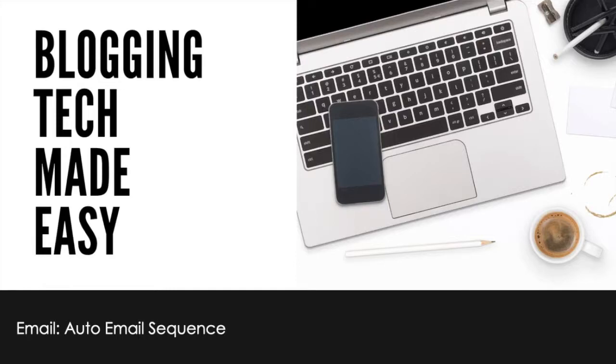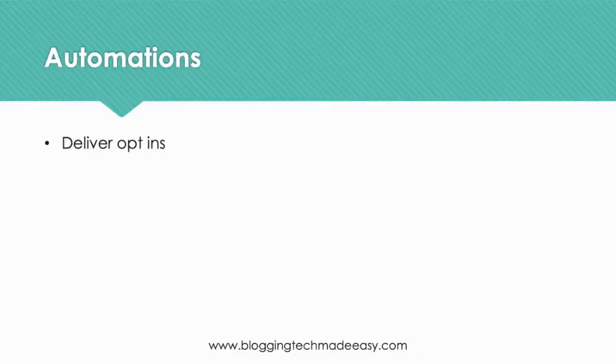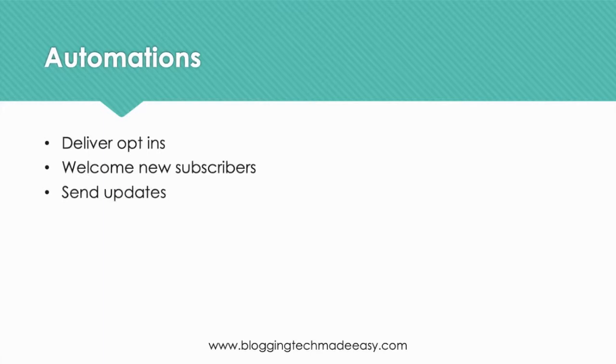Auto email messages, called automations in MailChimp, can be used to do several different things. First off, they can deliver your opt-in immediately. They can also be used to welcome new subscribers and even to send updates to your current list. Let me give you an example of one type of automation that's actually a sequence, and then we'll go over to MailChimp and I'll show you how to create it.